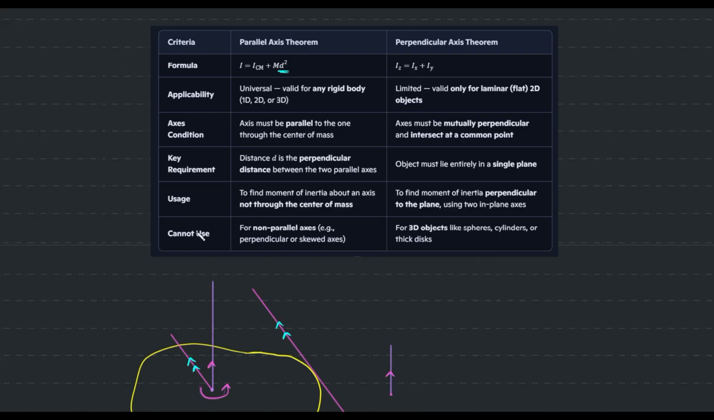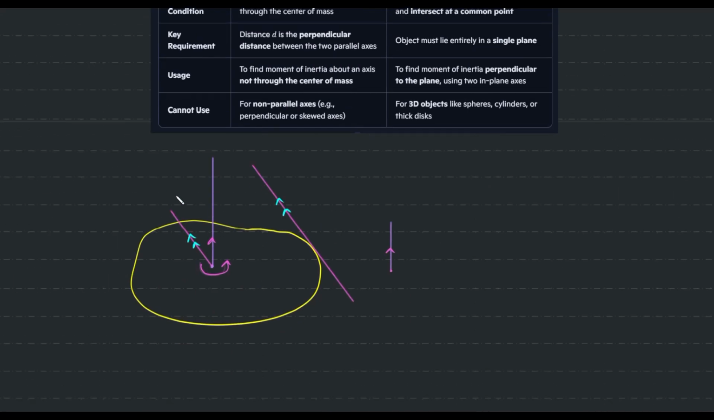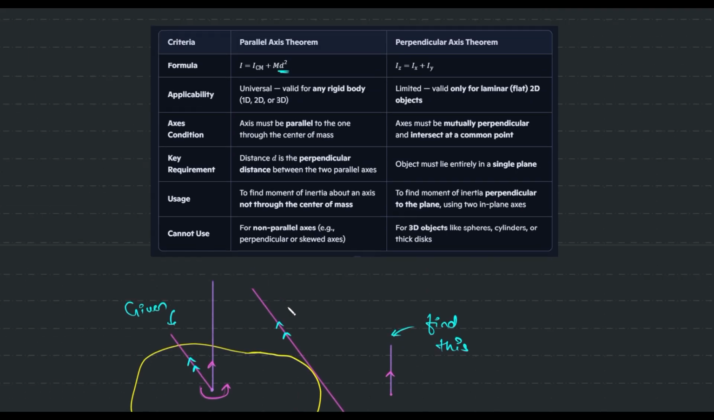Usage cannot be used. Okay. We cannot use it for non-parallel axis. So I can't have this information and try to figure out this. That's not possible. Okay. Now let's look at perpendicular axis theorem. Perpendicular axis theorem has a lot more limitation. It's a limited one. Here it is universal. It's limited. It's valid only for laminar flat two-dimensional objects.